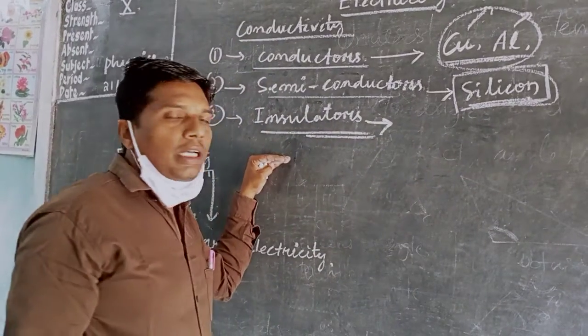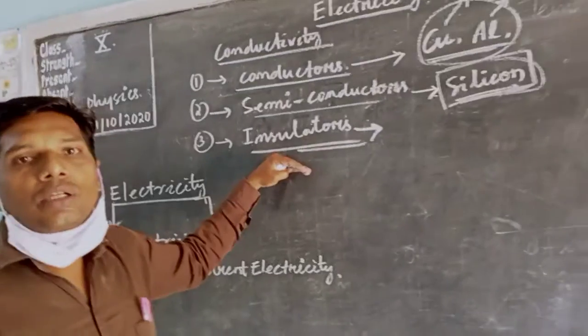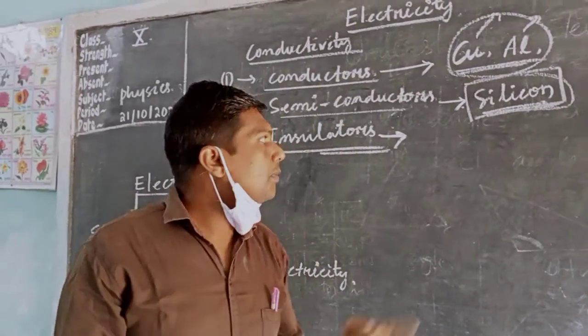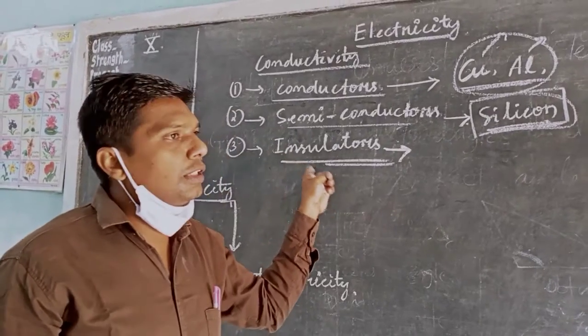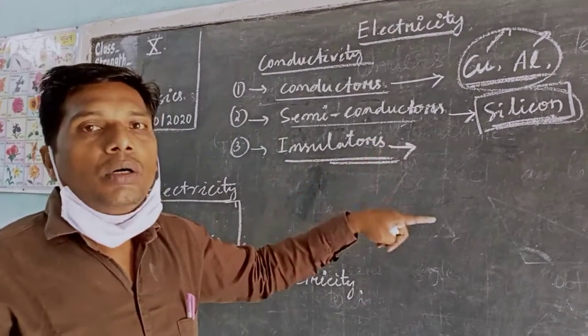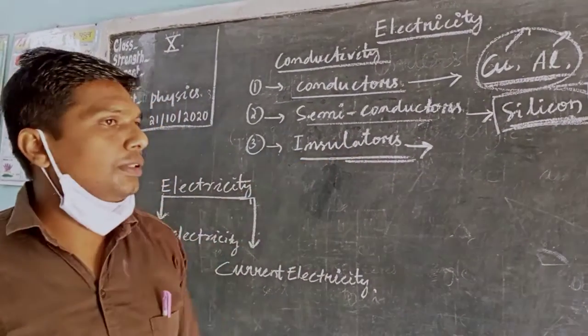Then an insulator means these substances have no free moving electrons. Therefore, these substances do not conduct electricity or do not allow current to pass through themselves. This is known as an insulator.